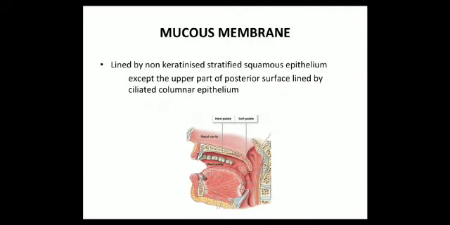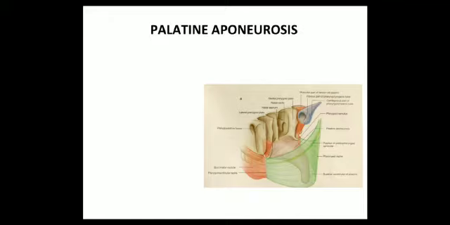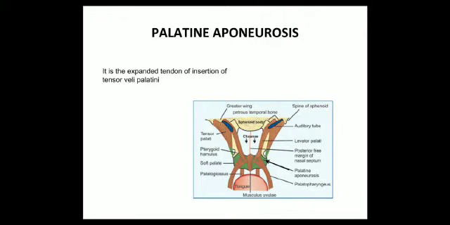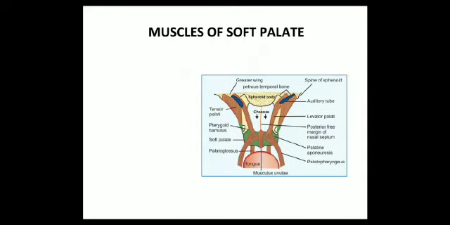The mucous membrane is lined by non-keratinized stratified squamous epithelium except the upper part of the posterior surface which is lined by ciliated columnar epithelium. The palatine aponeurosis is a fibrous framework of the soft palate where all the palatal muscles are attached. It is the expanded tendon of insertion of tensor veli palatini. Here we can see the green colored structure, which represents the palatine aponeurosis.